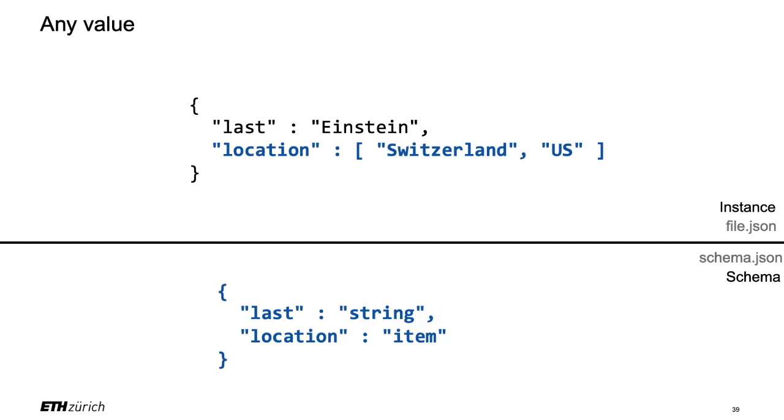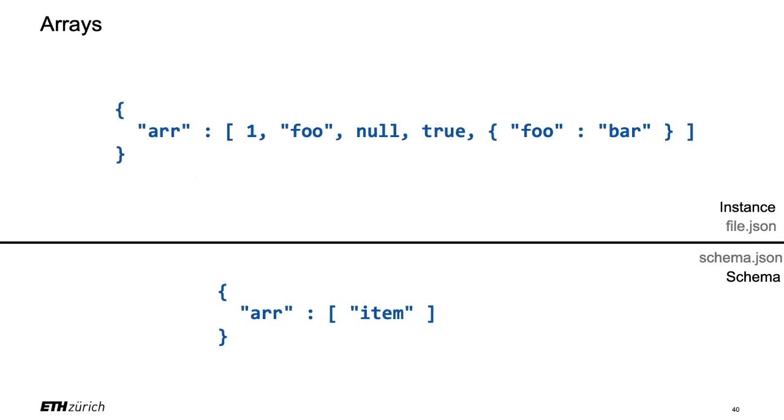Now how do I say that I don't actually care about the value? Well, you can just use item. If you just write location item, that means anything. Item is just the type that contains anything, any value. So here it's an array with Switzerland and US, but it could actually be anything. Then how do I ask for an array? Well, I can just use exactly the same syntax with the square brackets and item inside. Item means I can have anything in my array, but I want an array. And you see here I have an array with one, foo, null, true. It's a mess, but it's still an array. And the document on top is valid against the schema at the bottom.